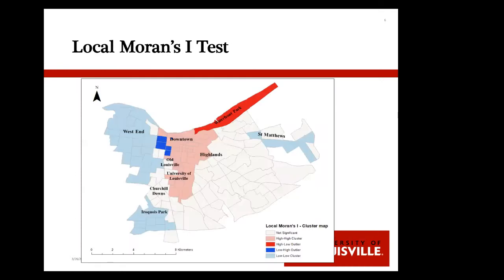Here you can see the results of local Moran's I. Local Moran's I gives insight into how the density of e-scooter trips locally is different. The results show low clusters in West End, Syracuse Park, and St. Matthews area, and high clusters in downtown, Old Louisville, and University of Louisville area.